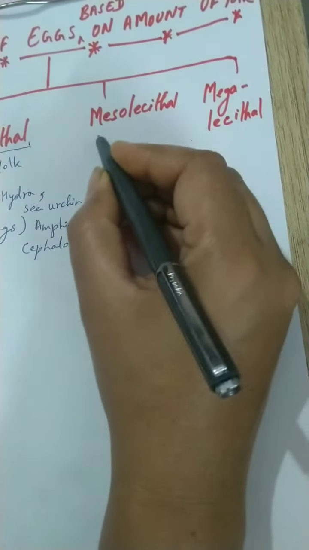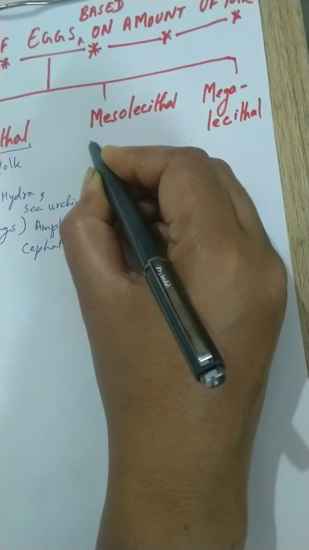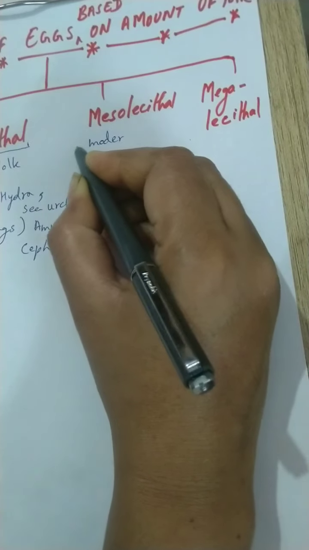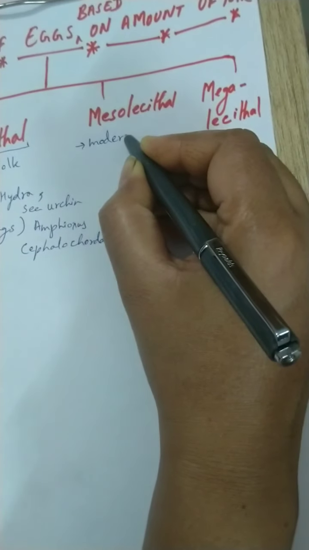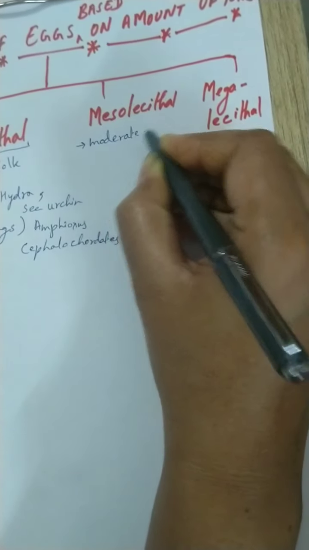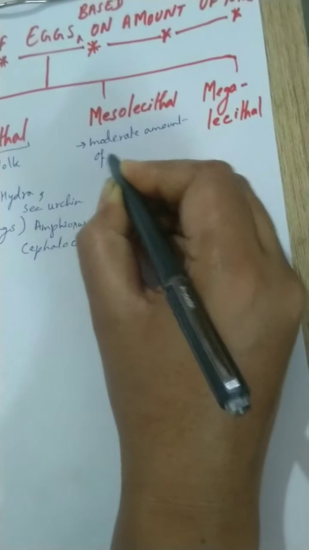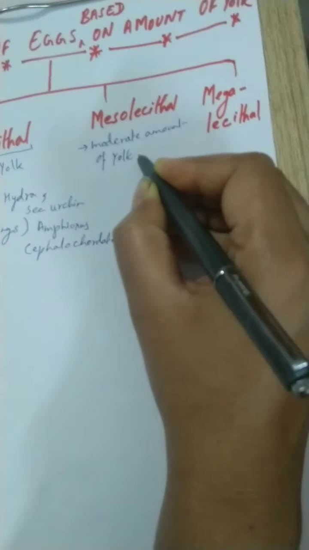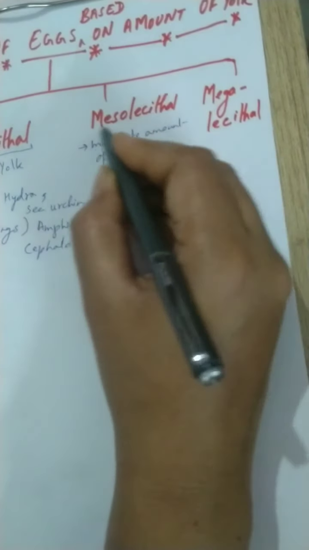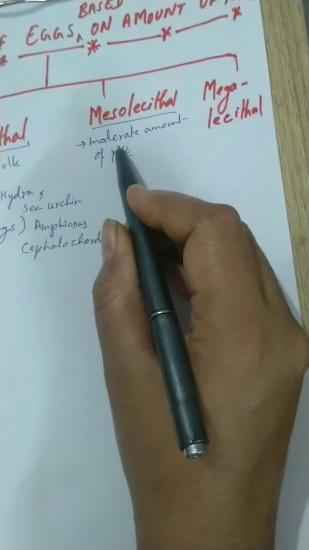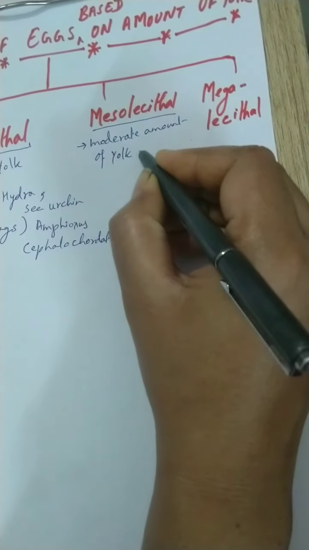After that, we are going to study about mesolecithal. In this type of egg, a moderate amount of yolk is present.